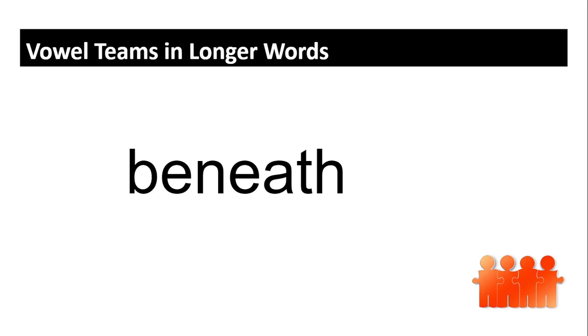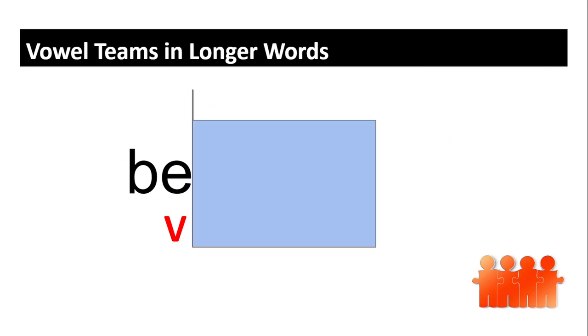So if we come across a team in a word, what would we do? Well, we would use the same strategies that we would use with other syllable types. We would locate our vowels, and in this case, we have a single vowel, and then we have 2 vowels next to each other or adjacent to each other. We would look between and see a consonant. So just like before, we would divide after that initial vowel. This is just an open syllable.